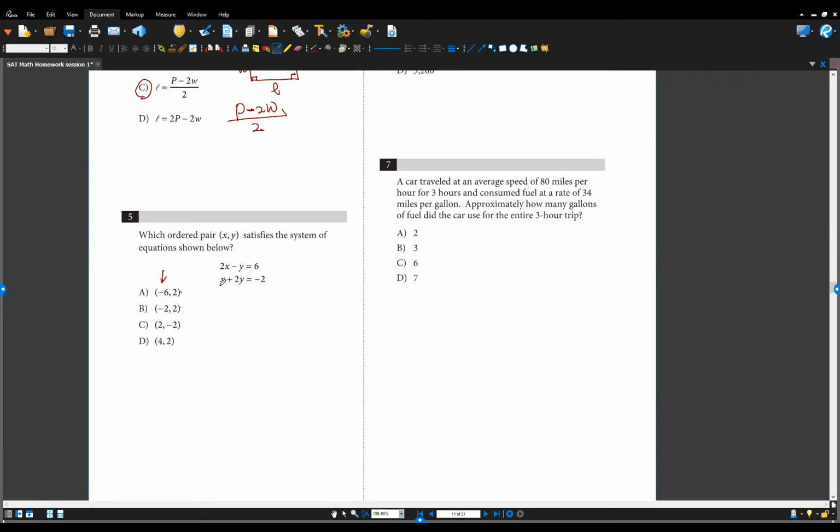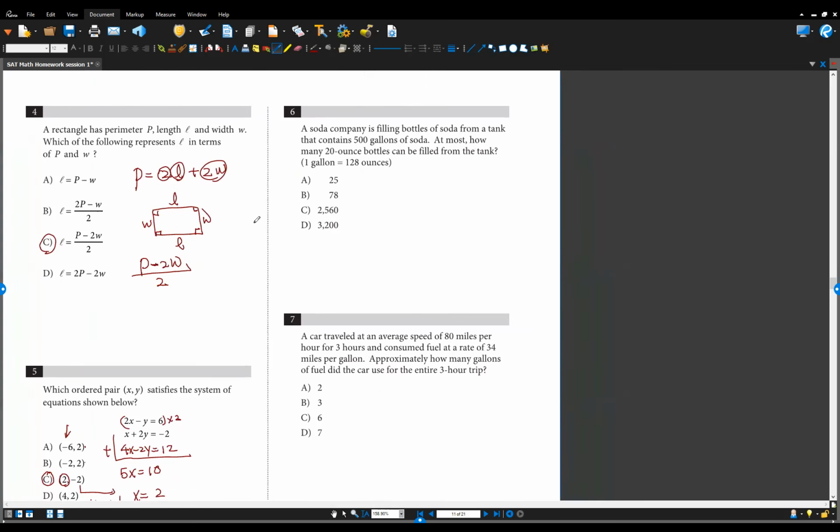Just eliminate y by multiplying by 2 over here, right? Which is what? 4x minus 2y equals 6 times 2 is 12, isn't it? So you can use addition. 5x equals negative 2 plus 12, which is 10, so x equals 2. For the x coordinate, this one has only x coordinate 2. Choice C is the answer. You don't need to find the value of y, no need. And number 6.